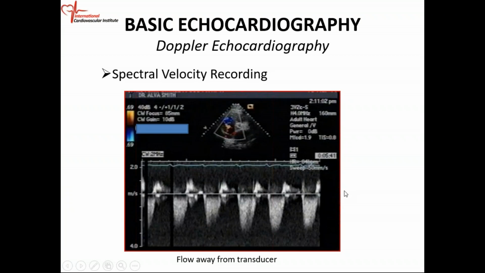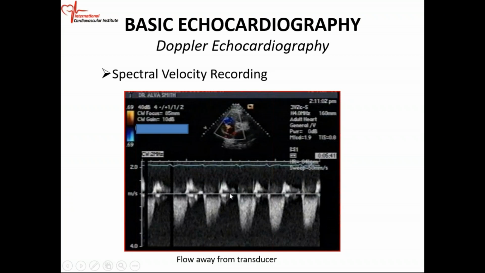This is our baseline. This is our ECG. And we have these envelopes evenly spaced below the baseline. These envelopes are below the baseline because the movement of blood is away from the transducer. Okay? That is why it's below the baseline.